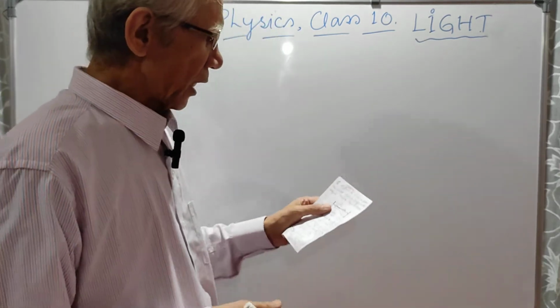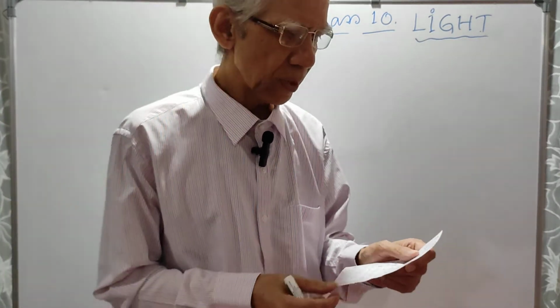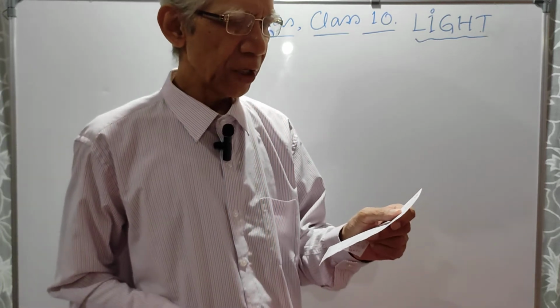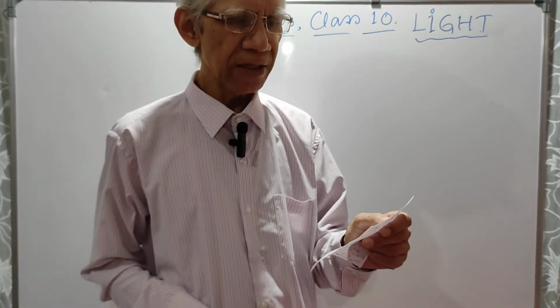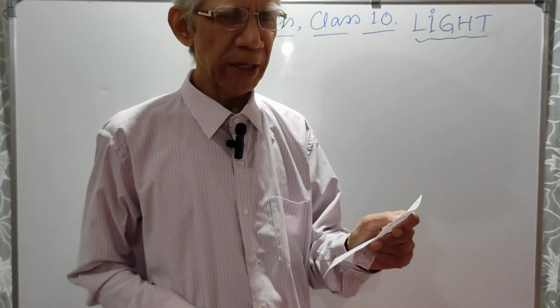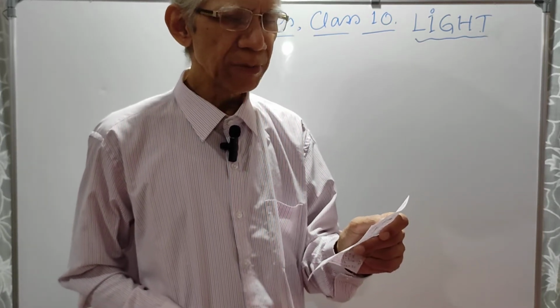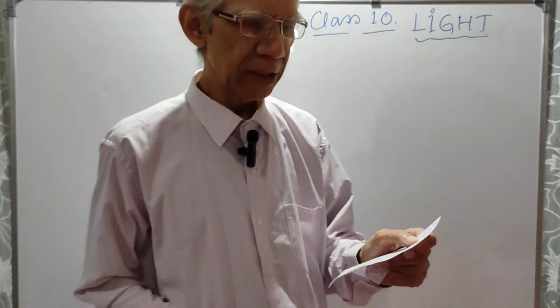Okay, now suppose this question: a lens of focal length 30 centimeter forms an image twice as large as the object. That means magnification is 2. Find the object distance. Did you follow? I will read it again.